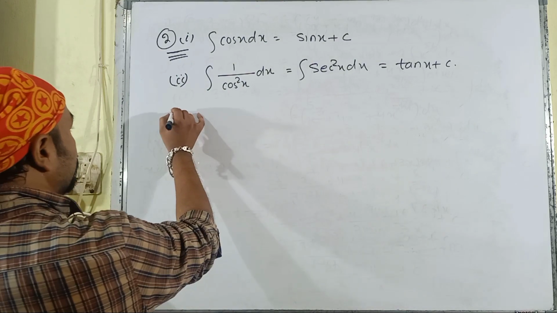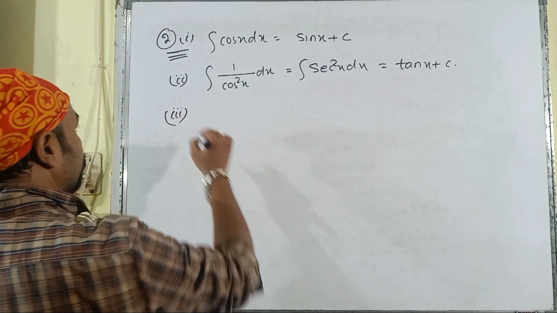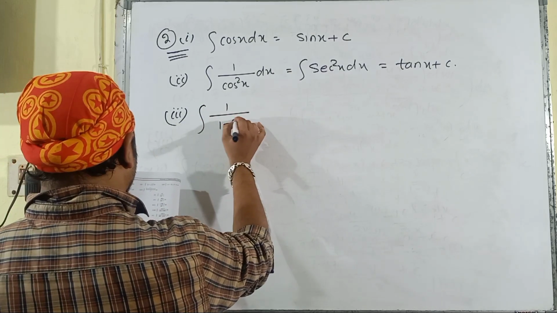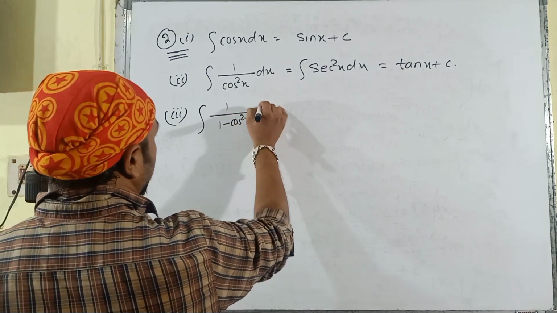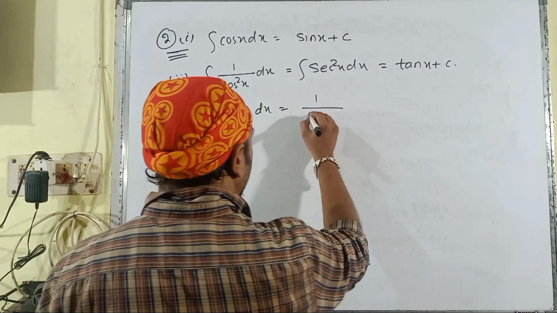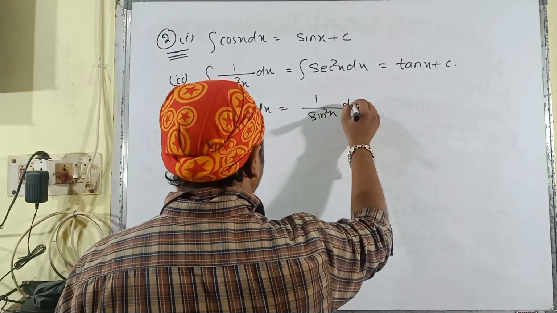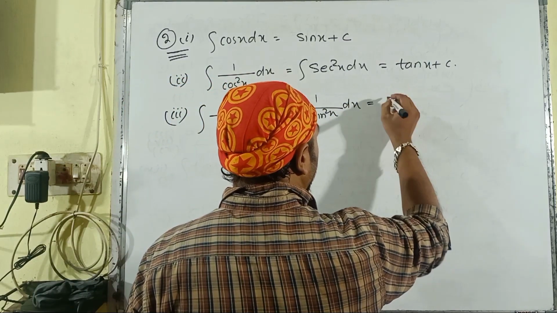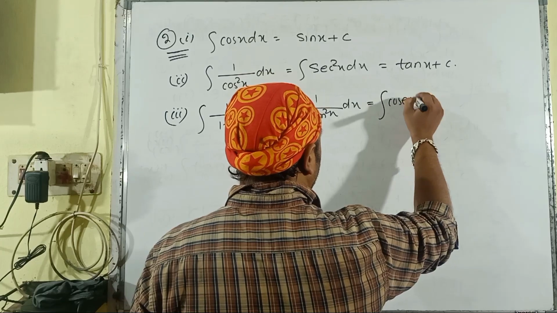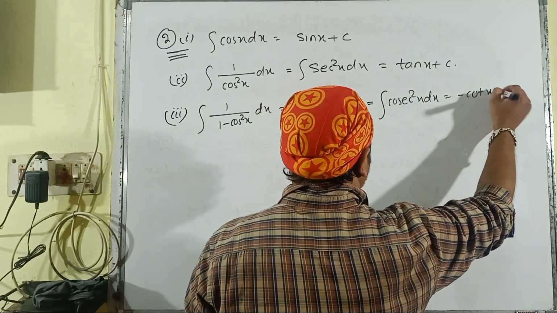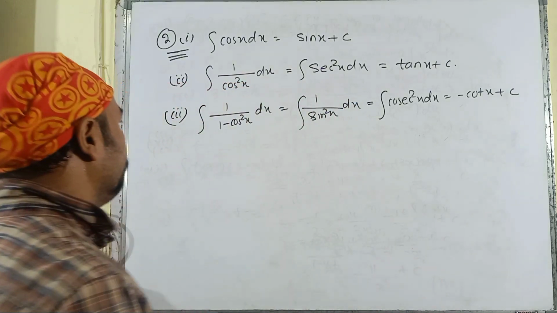Then the third bit is here, integral of 1 upon 1 minus cos square x dx, 1 minus cos square x, and that is sin square x. So 1 upon sin square x dx, then it is integral of cosec square x dx, that means it will be minus cot x plus any constant c.